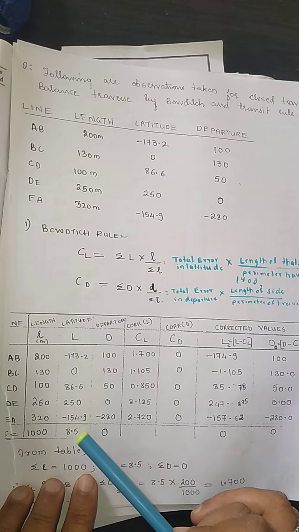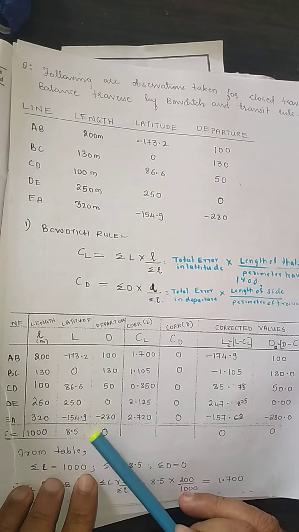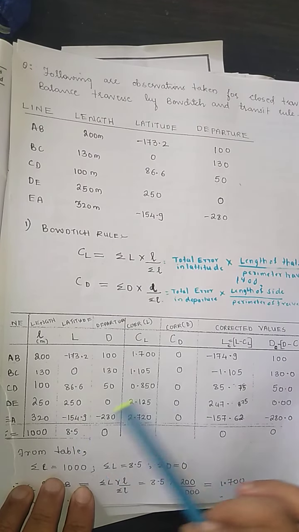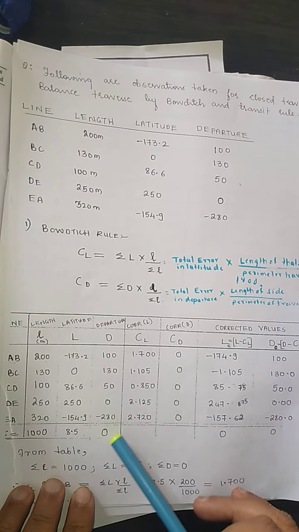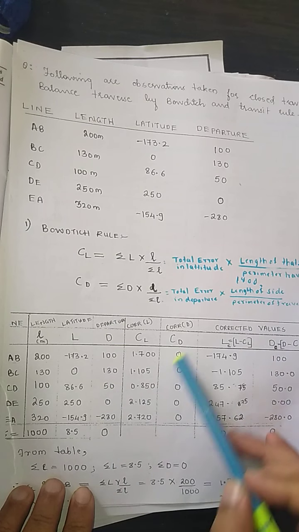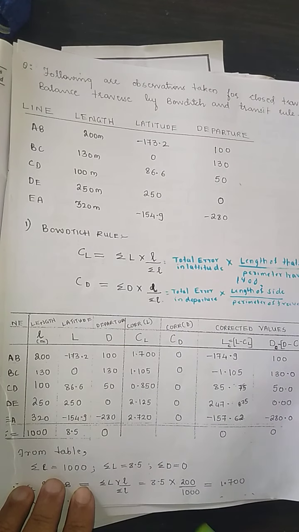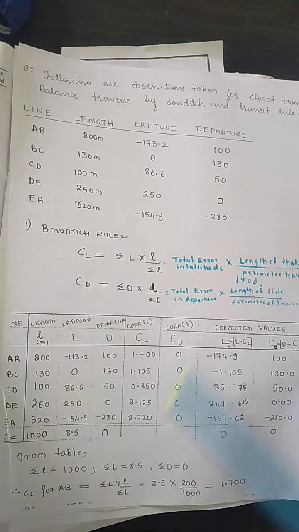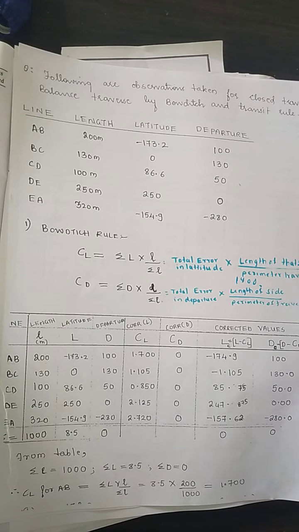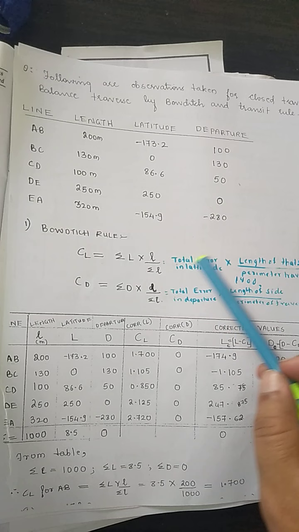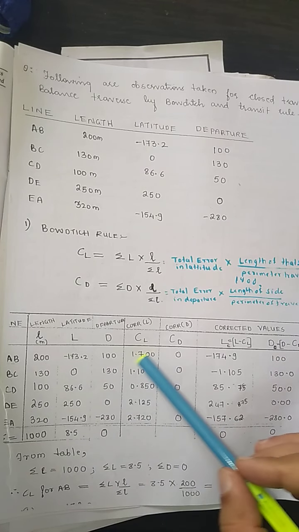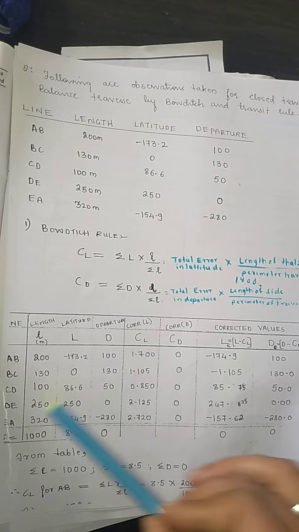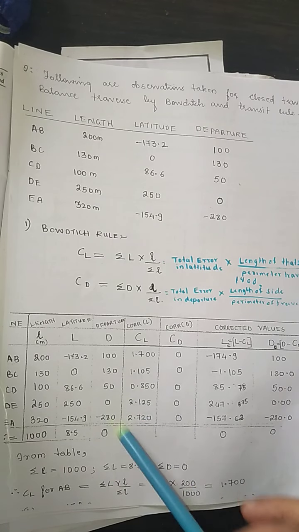First you are going to add it, and you need to see whether it is 0. If it is not 0, then you should go for the correction. As you know, the departure does not require any correction, so straight away you can write it as 0. Now for the correction of your latitude, you needed to utilize this particular formula. For each line you needed to apply the corrections.